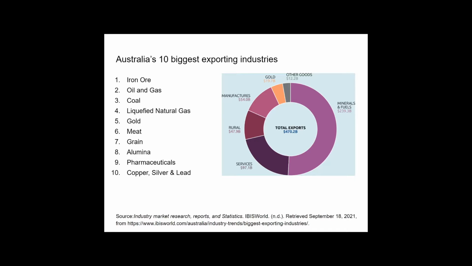The second biggest industry is oil and gas extraction, which has also grown over the past 5 years despite facing high volatility. And other big exporting industries include coal, liquefied natural gas, gold, which is another very big one, meat, grain, aluminum, pharmaceuticals, copper, lead, and silver. So all of these things are a really big part of Australia's economy.